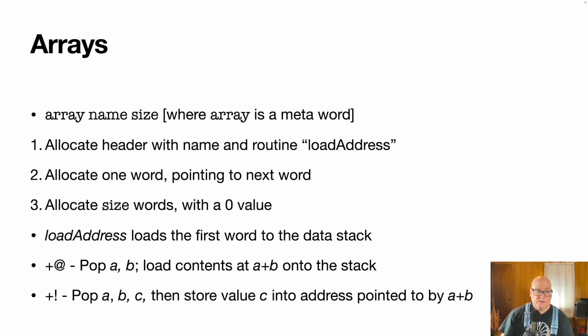So you'll say array name and then the size, and then we'll do the same as before: allocate the header with the load address, and I don't think we'll need step 2, but then allocate the number of words that you asked for, the size. Load address is the same load address as before. It's going to load the pointer to the array on the data stack, kind of like C does. And then I've defined pop AB.